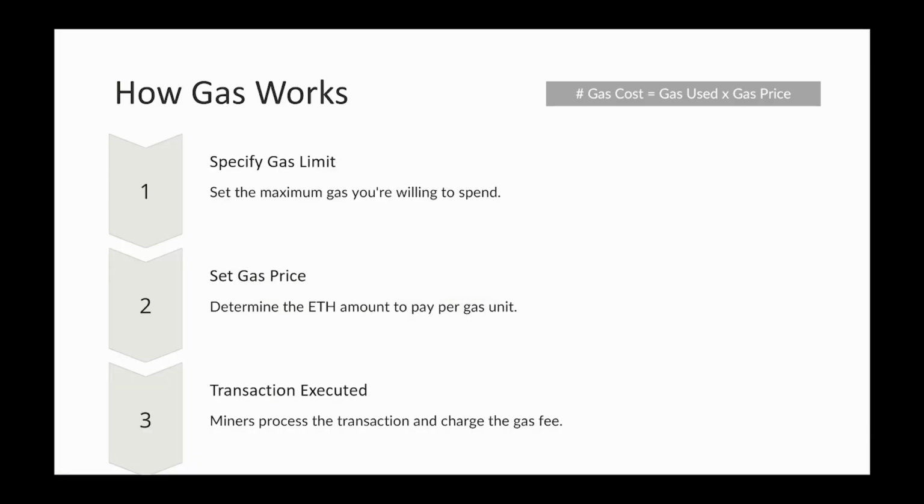So, before getting to how gas works, we need to know that total gas cost is equal to the amount of gas units used times gas price of a unit. When we are making a transaction, we need to specify a gas limit and set a gas price. And then the miner processes the transaction and charges the gas fee.